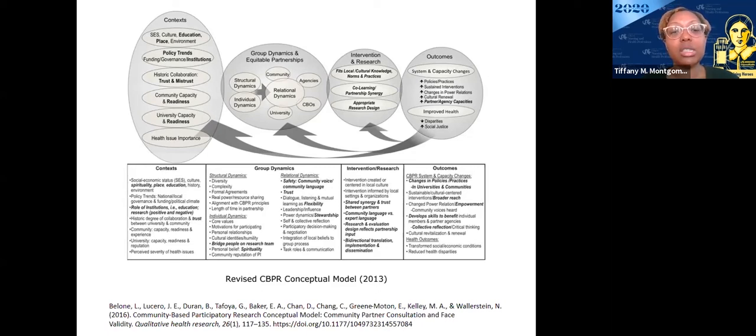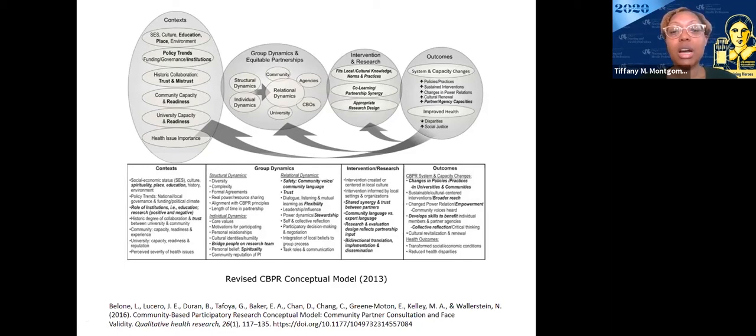You see there's context, group dynamics, and equitable partnership. We always talk about that balance and equity between everybody involved. One of the largest circles in this second circle, I don't know if you can see my mouse, is relational dynamics. And that's a huge part of CBPR. You have to have a good relationship with the folks that you're doing this work with. And I think people sometimes discount the amount of time that it can take to establish these relationships.